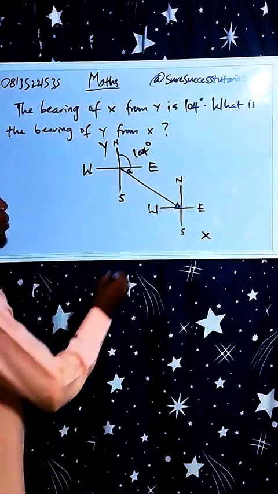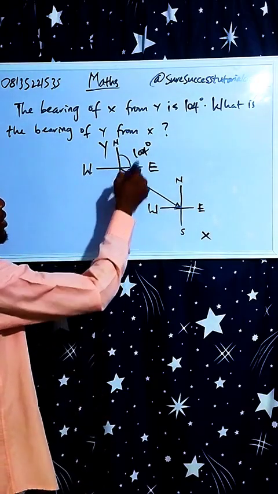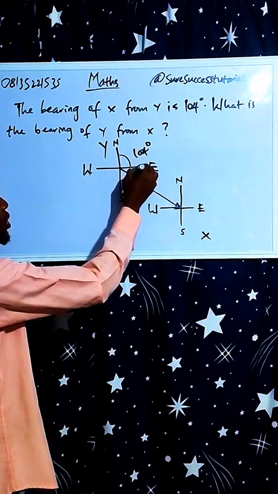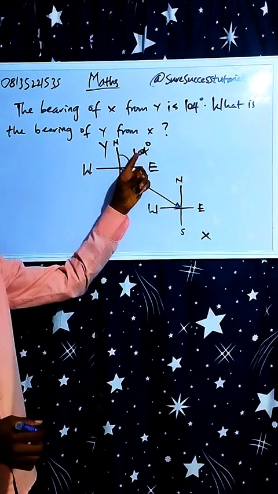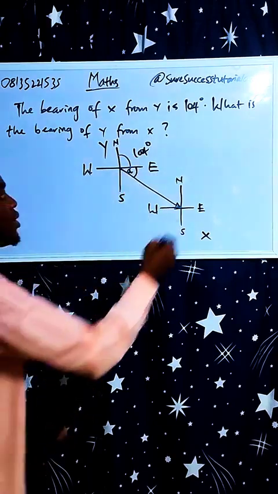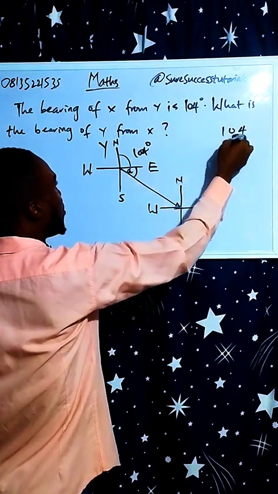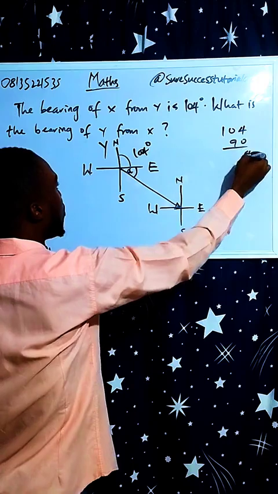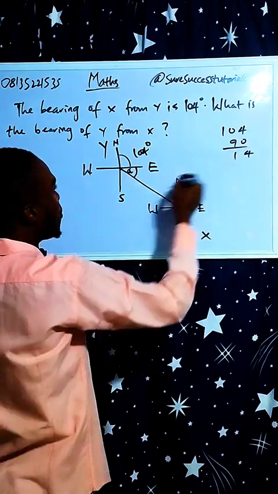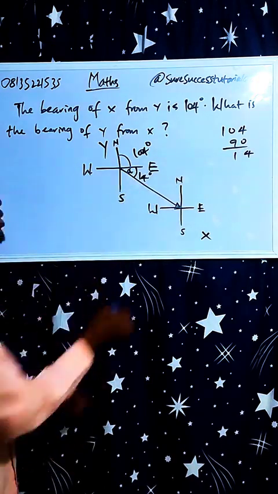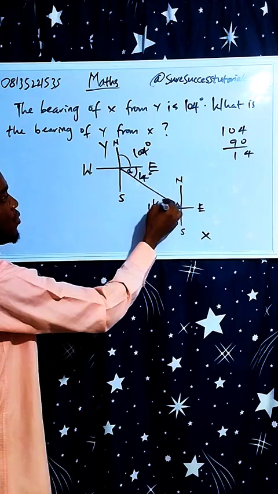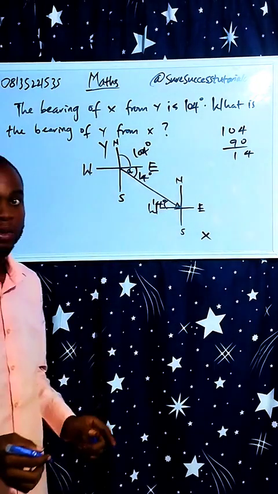To get the bearing of y from x, first of all, we know that here is 90 degrees. We need to know this particular angle. For us to get that, all we have to do is 104 degrees minus 90. 104 minus 90 gives us 14 degrees. So if there is 14 degrees here, there's also 14 degrees there.